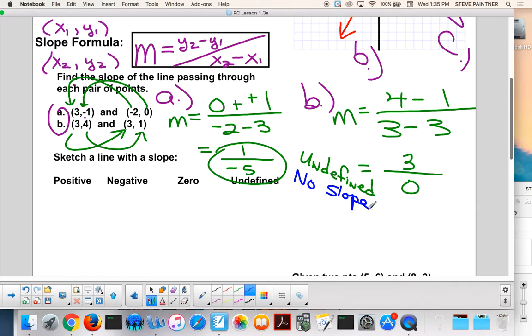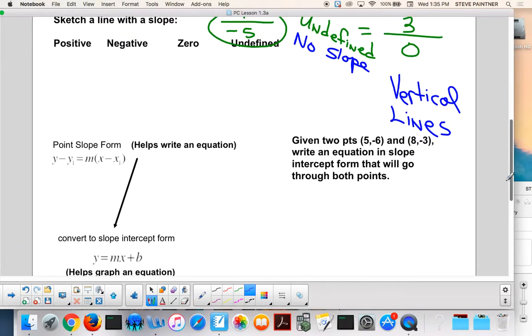Oh, by the way, what kind of line does that come from? Vertical. Watch my hand. Up, 1, 2, 3. Don't go right or left. 1, 2, 3. Don't go right or left. 1, 2, 3. It's vertical. You should write yourself a note. This comes from only what lines? Vertical lines. They have no slope. Please don't forget that because that's going to be asked on a test.